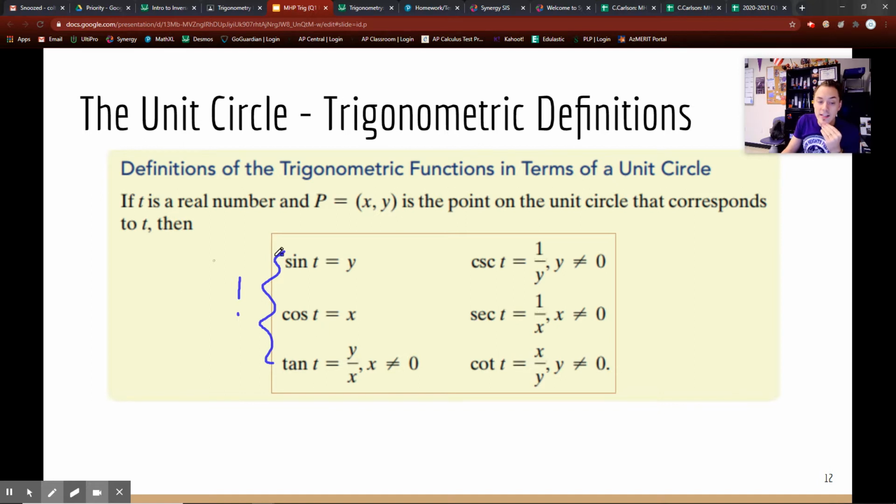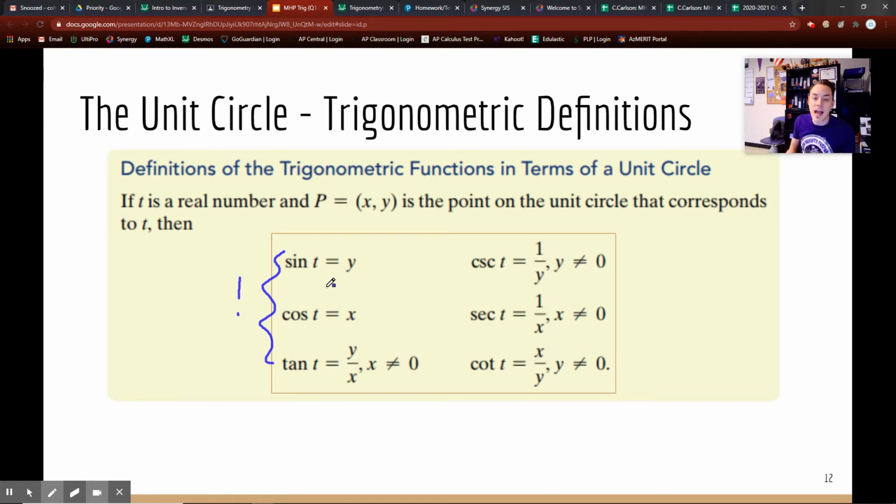Okay, so if t is any real number and p equals x comma y, your normal point, that is the point on the unit circle that corresponds to your angle measure, t, then boom, this is what I have. Now, if none of this makes sense to you, that's okay. It didn't make sense to me when I first learned it. But once you go through the examples, it at least teaches you the very basic structure of what's happening here.